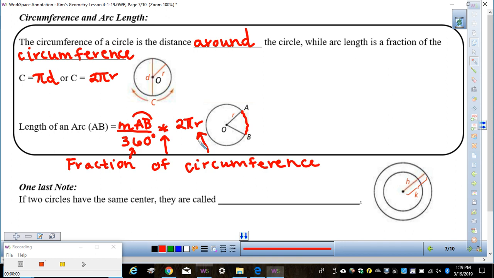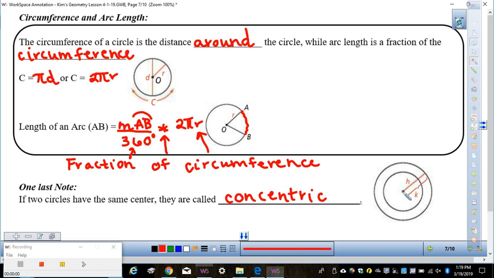And then we've got one last note here that will help you on some of your homework problems. If two circles have the same center but different radii, they are what we call concentric circles. And our next example will actually involve concentric circles. So if you know the big radius and the small radius, you can find areas, you can find circumference. You're looking at the difference between those.